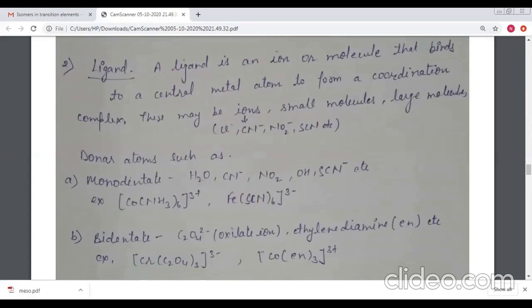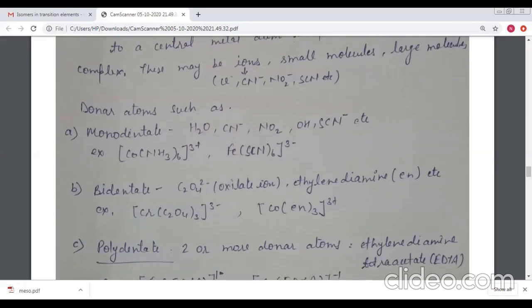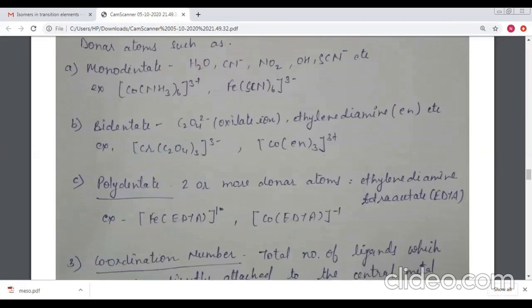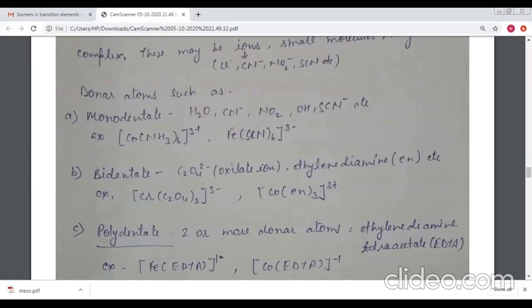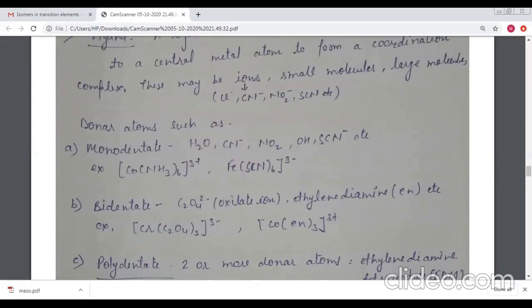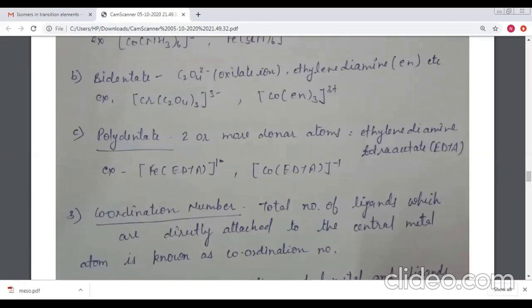For the bidentate, examples are ethylene diamine, or the oxalate ion. The polydentate has two or more donor atoms, such as ethylenediaminetetraacetate. So these are some examples of ligands. Ligands are those which work as a donor and are directly attached to the central metal atom. Here, chelate formation also occurs.